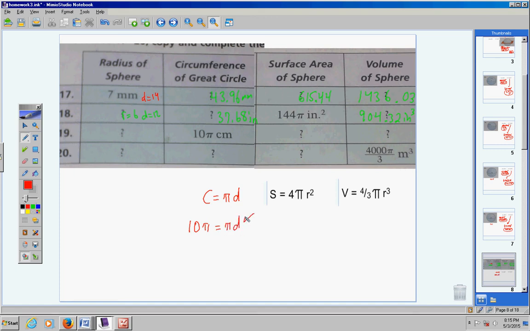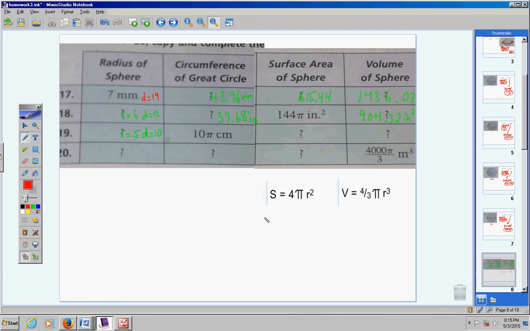Now we're trying to solve for d to get d all by itself, because guys, think about it. If I know the diameter, I also know the radius. So I'm going to divide both sides by pi, and I'm left with 10 equals d. If my diameter's 10, then my radius would be 5. Alright, so there we go. So my radius is 5, and my diameter is 10. Okay, now, having done that, let's go ahead and find the surface area and the volume.